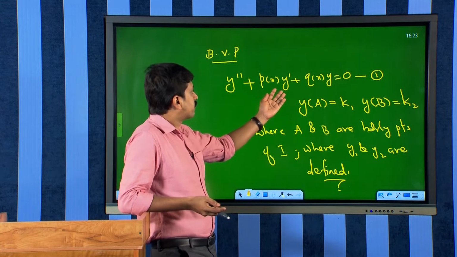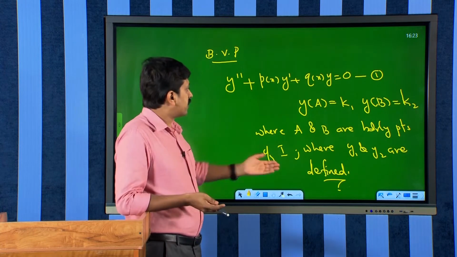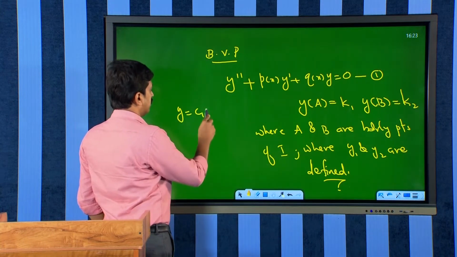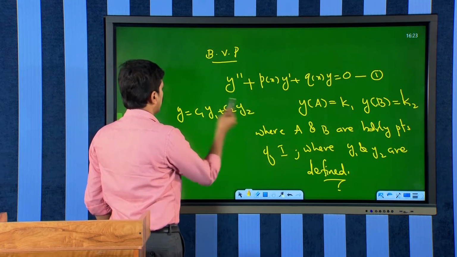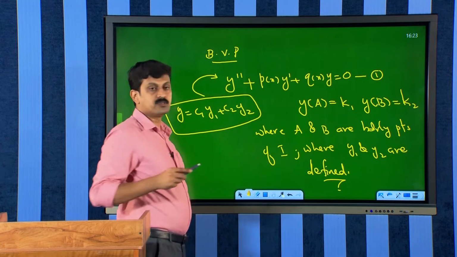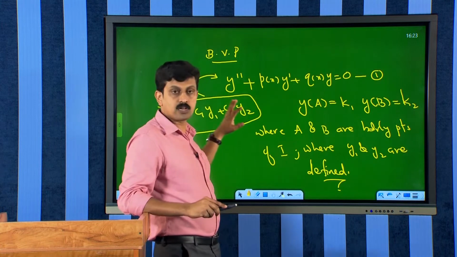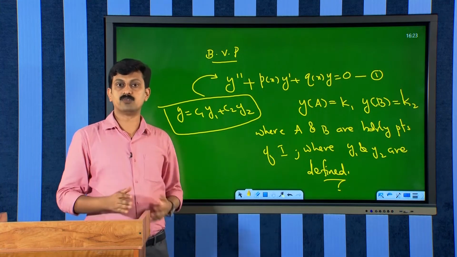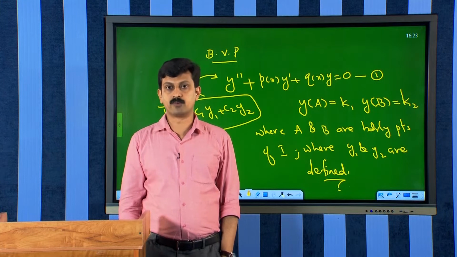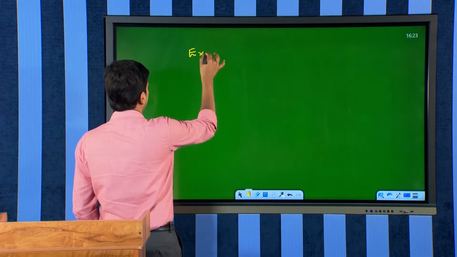For y double dash plus p of x y dash plus q of x y is equal to 0, if y of a equal to k1 and y of b equal to k2, we can apply y of a and y of b in the general solution y is equal to c1 y1 plus c2 y2, where y1 and y2 are the basis of the differential equation. By applying these two conditions in this general solution, we can find particular values for c1 and c2. So we are able to get a particular solution in the case of a boundary value problem also. We can discuss these concepts with two examples. In example 1, we will discuss.